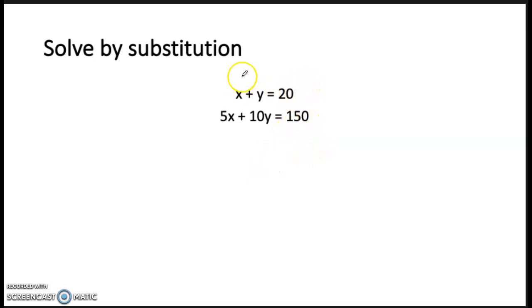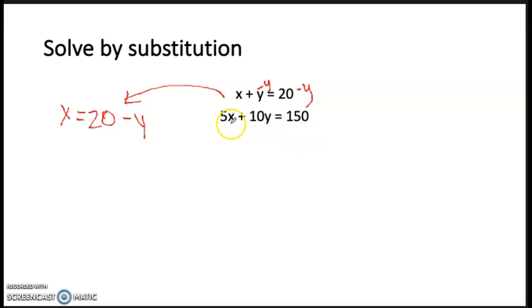All right, so I can choose to take this equation and solve for x and substitute for x, or I can solve for y and substitute for y. In these type problems, there's a million ways to work it. I'm just simply going to say minus y, and this equation is going to become x equals 20 minus y.